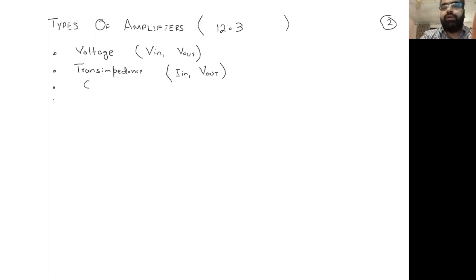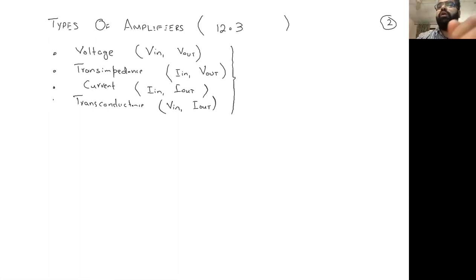And then the current amplification. Current amplification means we have an input current and we also have an output current. Same thing, now we can have a transconductance. Transconductance means we have a voltage as an input and current as an output. So these four are the overall combinations where we use all of these things, and each amplification has something which we need to mention.